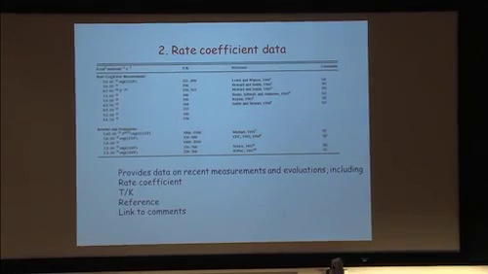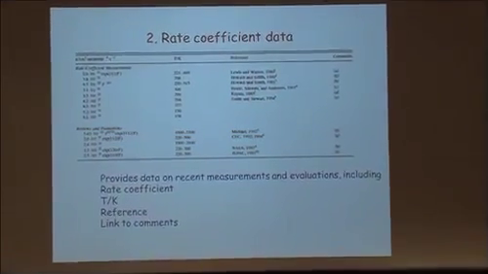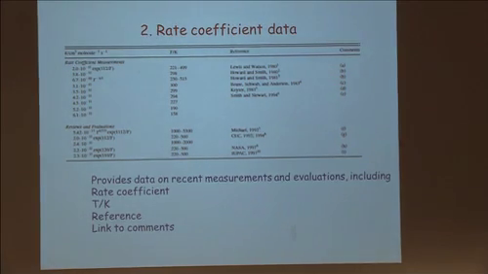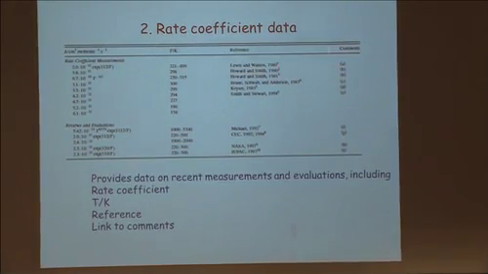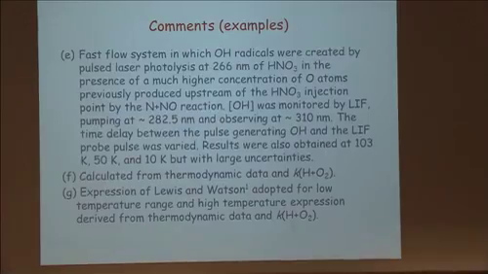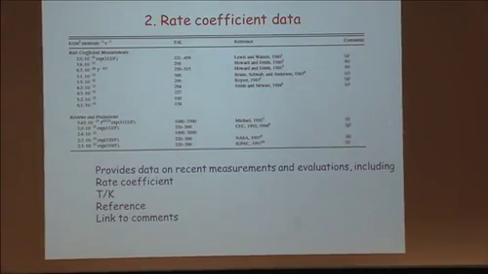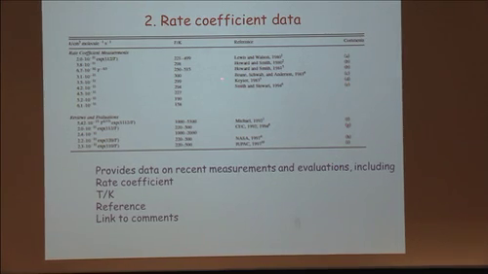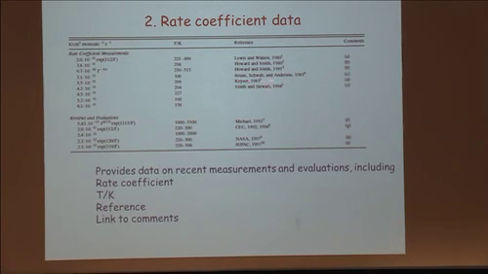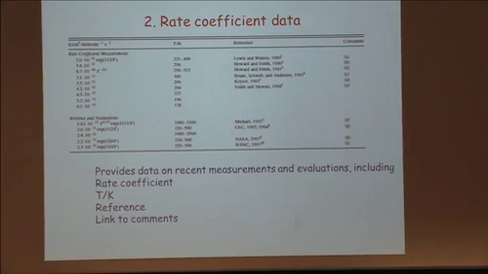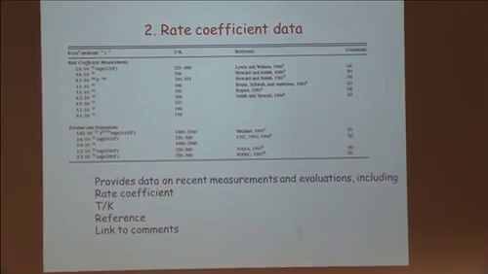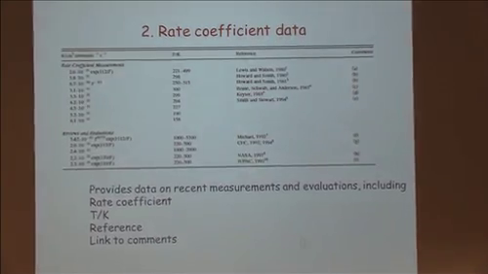So this table provides data on recent measurements and evaluations, including rate coefficient, temperature, references, and at the end is a link to the comments. And so here are the comments. So comment E, which is somewhere here, refers to these measurements by Smith and Stewart. And I told you a couple of days ago about experiments by Smith and Howard, which are related to these.